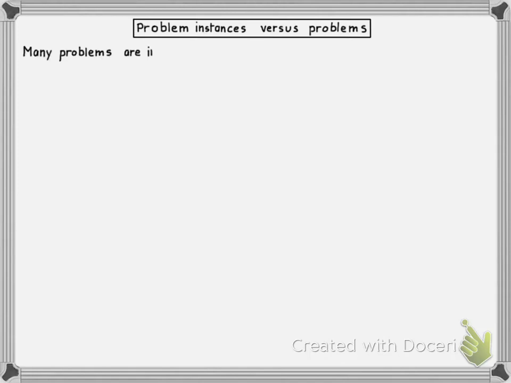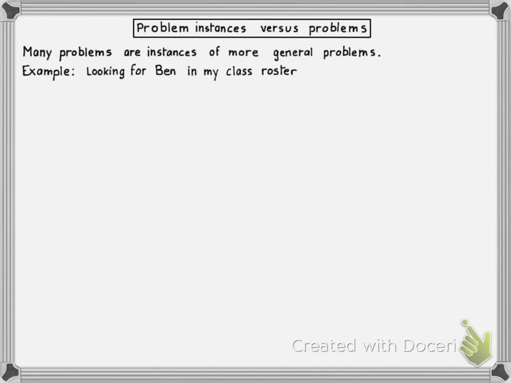Now, many problems are related to each other. And in fact, many problems are instances of more general problems. So for example, one problem I face quite a bit is to look up a student's name in a class roster. Let's say I'm looking for Ben in some class roster. Well, more likely I will be looking for some other student's name in either the same class roster or in a different one. That happens all the time.